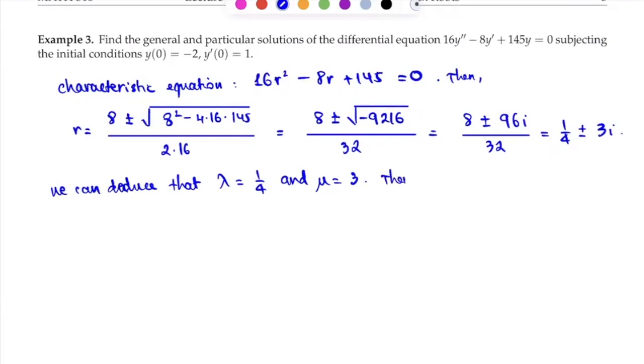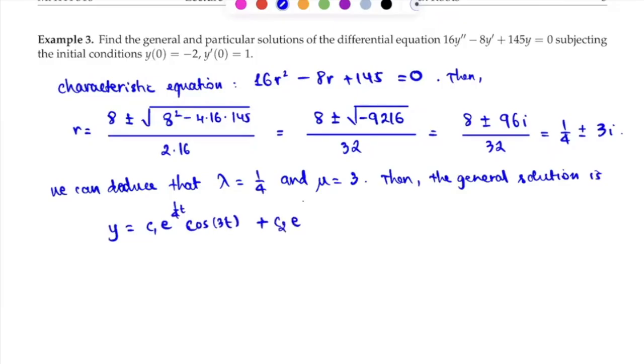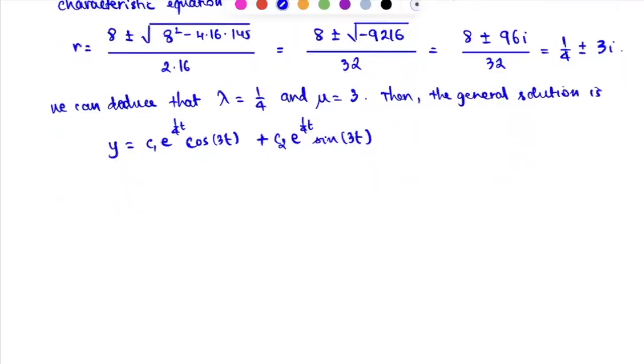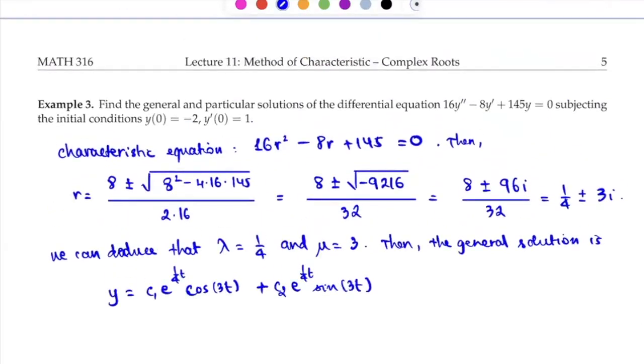Then the general solution is of the form y equal to c1 times e to the 1/4 t times cosine of 3t plus c2 times e to the 1/4 t times sine of 3t. That's the general solution. We're going to use the initial conditions to find C1 and C2, and therefore the particular solution.